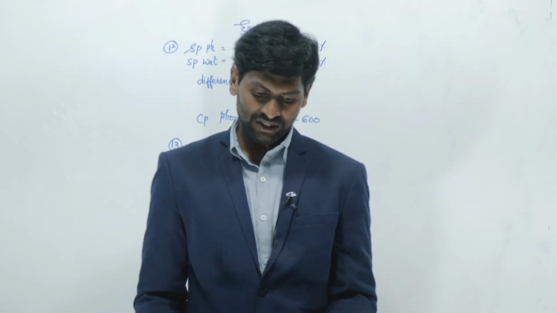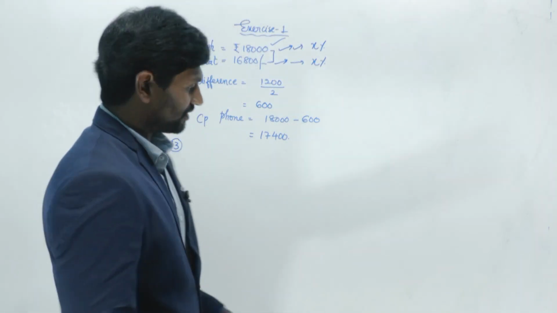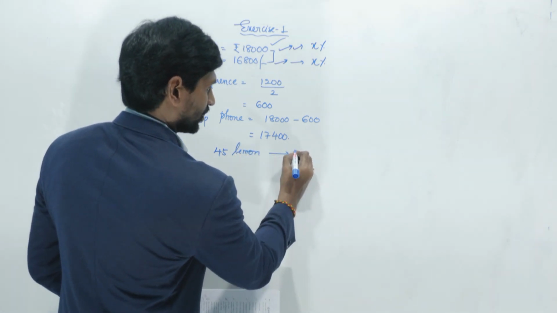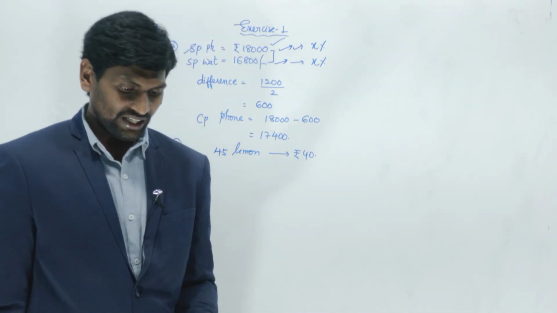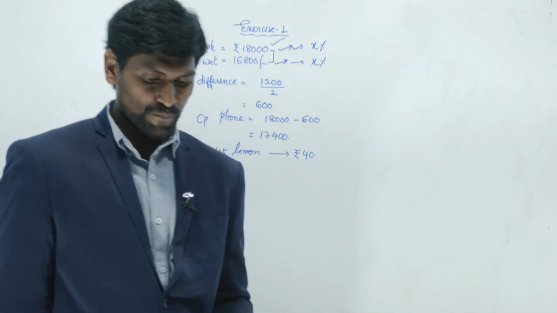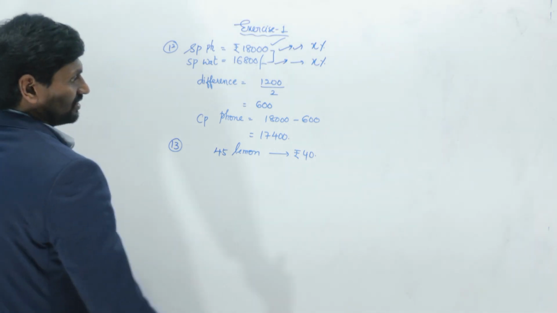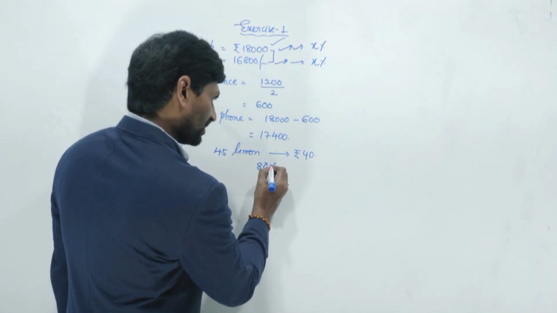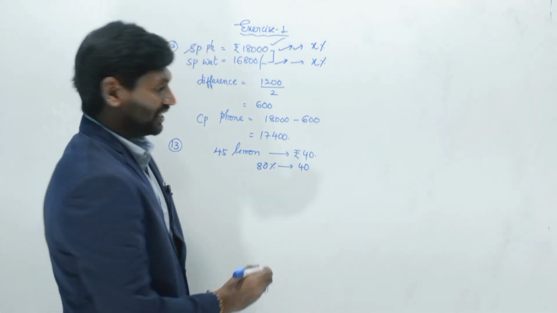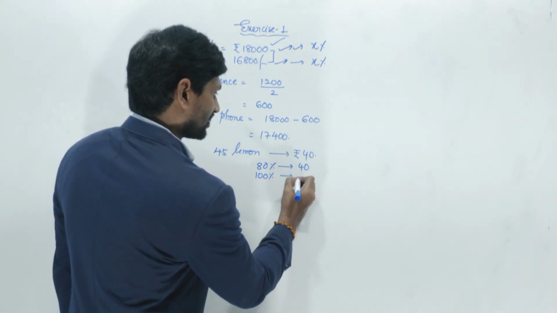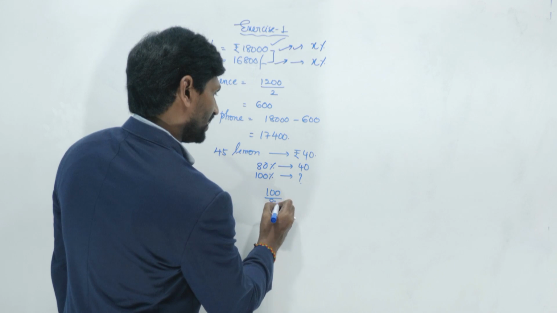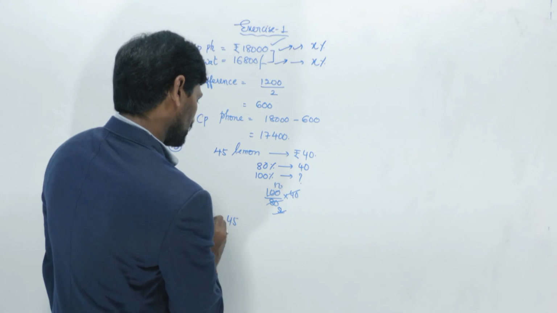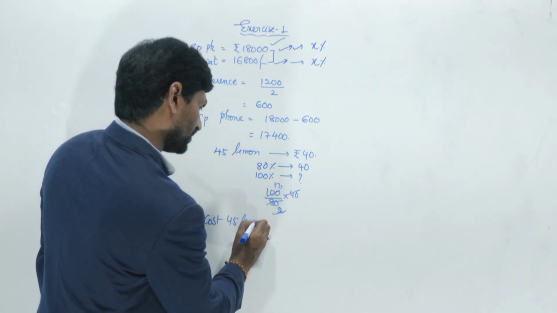By selling 45 lemons for 40 rupees, a man loses 20% money. That means he lost 20%, so the cost is 80%, and 80% of the money is 40 rupees. Let us find the cost price of 45 lemons. 100% value is 100 by 80 into 40, exactly 2 times, so 50 rupees. So the cost of 45 lemons is 50 rupees.